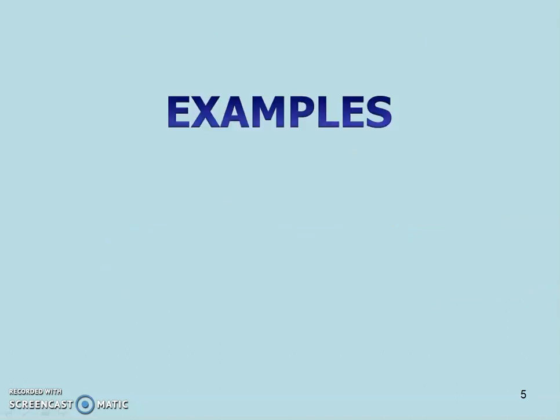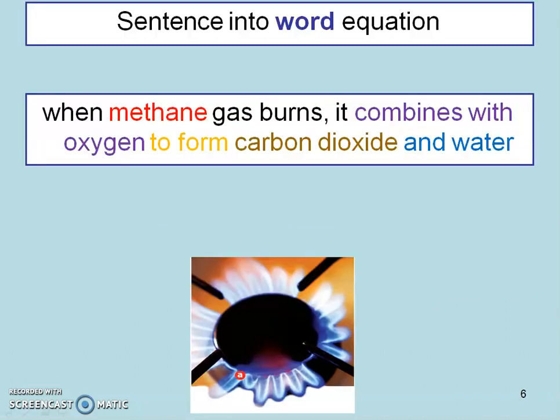All right, so here are some examples that we're going to go through step by step. So first, we're going to take this sentence, and I have a nice little picture representation as well. We're going to take this sentence and make it a word equation. That's going to be a lot easier than to look at that word equation and then put it into formulas. So it says, when methane gas burns, it combines with oxygen to form carbon dioxide and water. And hopefully it kind of makes sense to you.